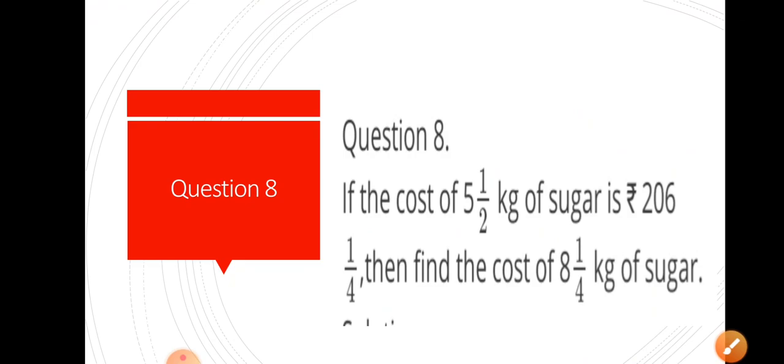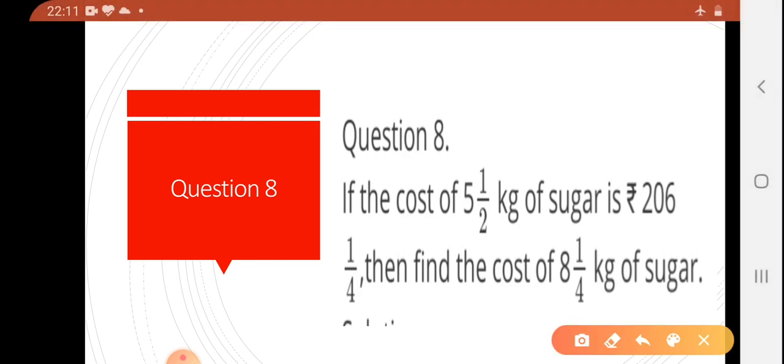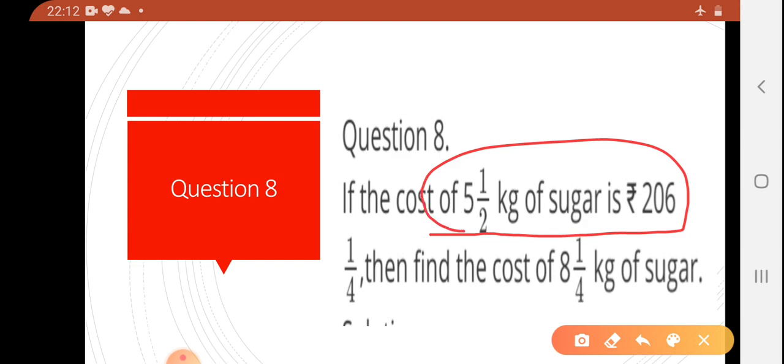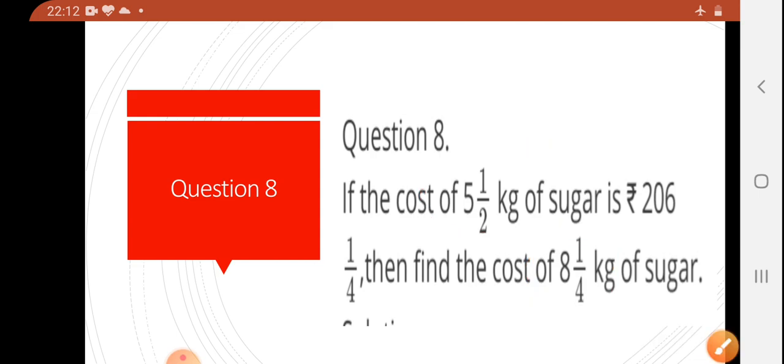Next, question 8. If the cost of 5 whole 1 upon 2 kg of sugar is 206 whole 1 upon 4, then find the cost of 8 whole 1 upon 4 kg of sugar. To take out the cost of 8 whole 1 upon 4 kg of sugar, we have to take out the cost of 1 kg of sugar. First we will divide, and then whatever price comes we will multiply with 8 whole 1 upon 4 kg and we will get the answer.